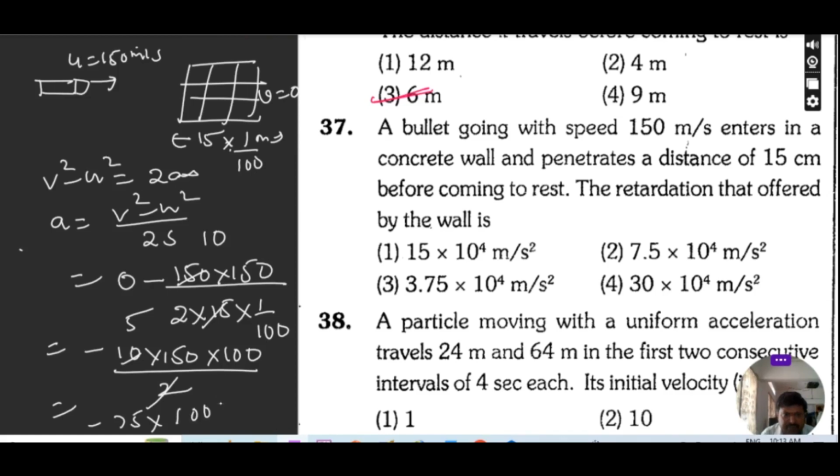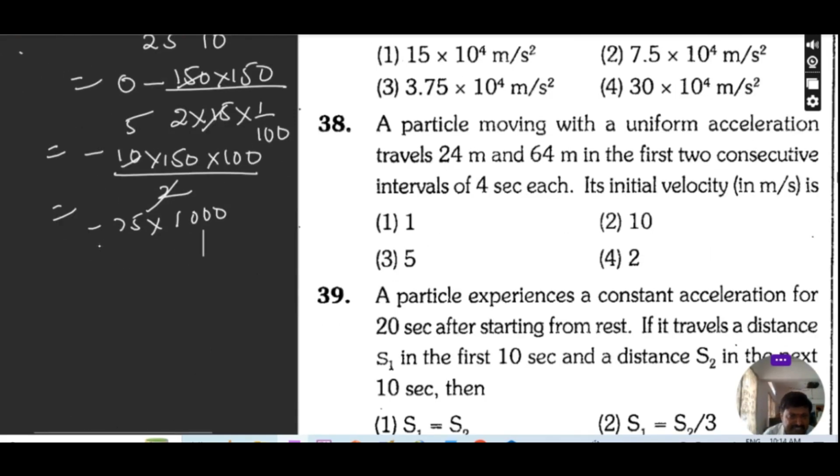In physics, we can write it as 7.5 into 10 to the power of 4 meter per second square. So this is the negative acceleration. So option 2 is the right answer.